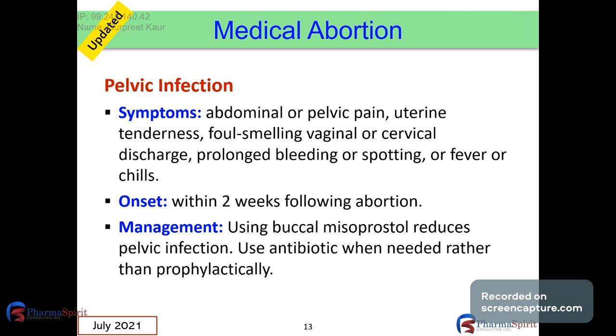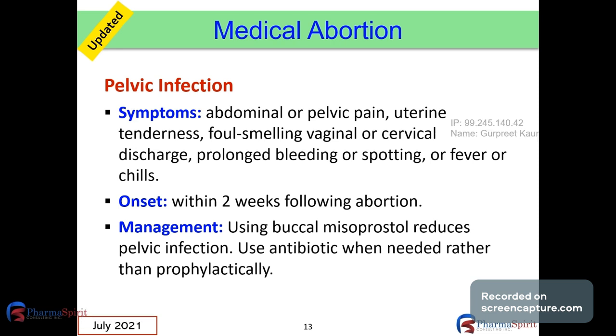If the infection is severe or the infection does not respond to oral therapy, then the female should be hospitalized and receive intravenous antibiotics. And at that time, we should also assess to see if there is any retained tissue in the uterus. And if we find that there is retained tissue, then this tissue has to be surgically removed.